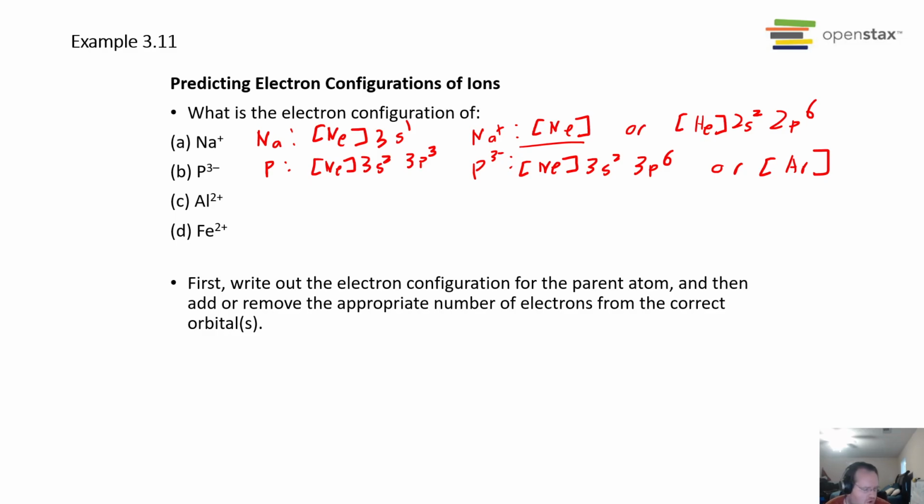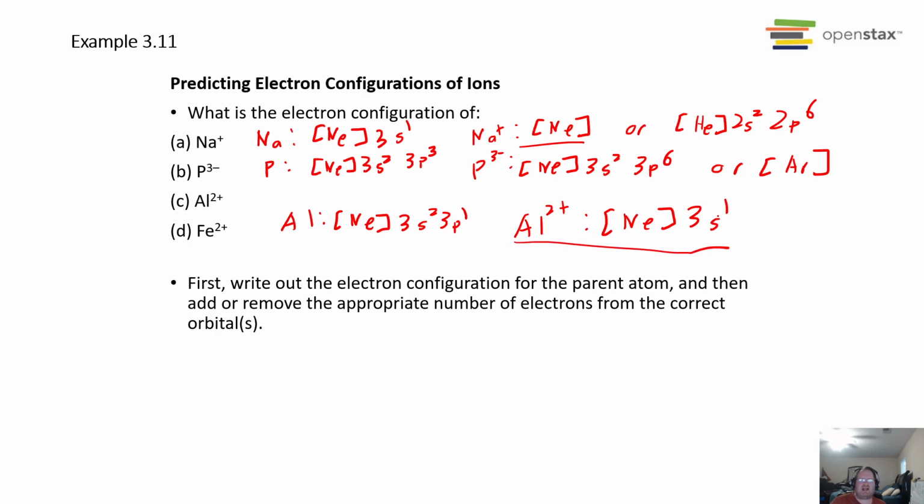Okay, let's go over those now. So we can start with aluminum, Al2+. So Al is neon, let's make sure I got this right, yep, 3s2 3p1. Now it's formed a 2+ ion, so it's going to lose 2 electrons. It'll lose the p1 first, and then one of the s's. So it'll be neon 3s1. Note that it is not always going to take a noble gas configuration. So it is possible to have ions that don't just go to a noble gas. This is a good example of that.